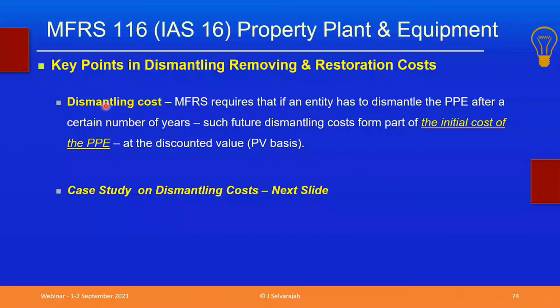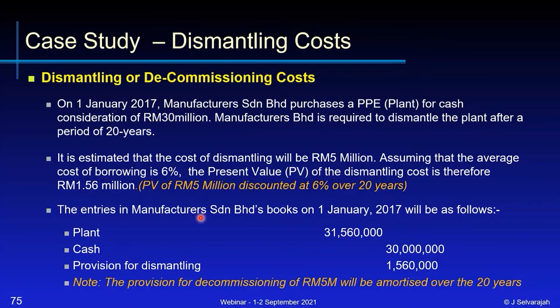So dismantling costs. The MFRS requires that if an entity must dismantle the PPE after a certain number of years, such future dismantling cost forms part of the initial cost of PPE. Remember, we are talking about when you put in the PPE, the initial cost, right? All the various costs, you add on dismantling costs at the discounted value. All right. Now let's study this simple one.